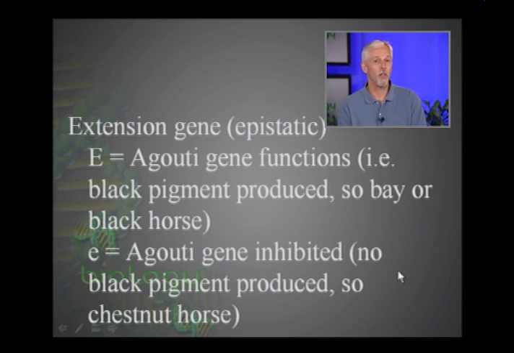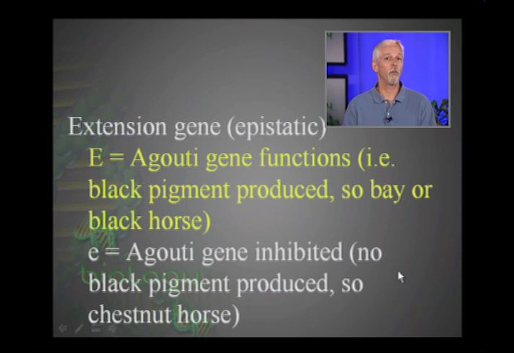In this case, that epistatic gene is called the extension gene. The extension gene also exhibits complete dominance and has two alleles. Here the dominant allele is telling the agouti gene that yes, you can function. So yes, you can make black pigment. And it would depend on whether the horse was homozygous dominant or heterozygous for agouti as to whether it would make a bay or black horse. But the extension gene is saying, yes, you can make black pigment and you can make either a black horse or a bay horse. Here, the recessive allele is saying, no, I don't want the agouti gene to function. Do not make any black pigment. And if no black pigment is being made, then what we're left with is a brown horse, a chestnut horse.